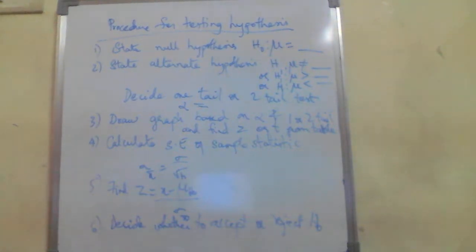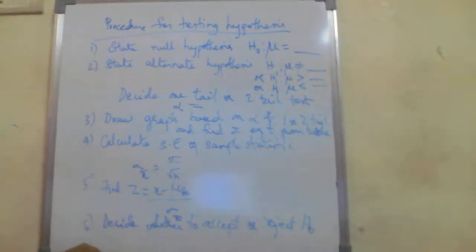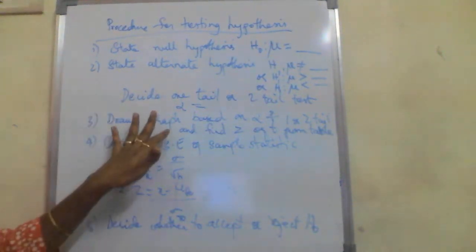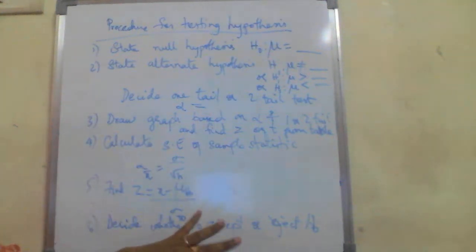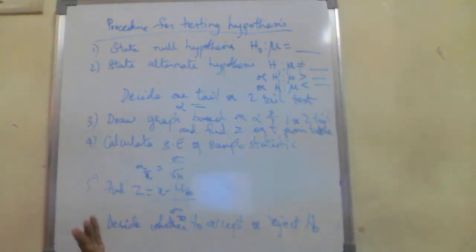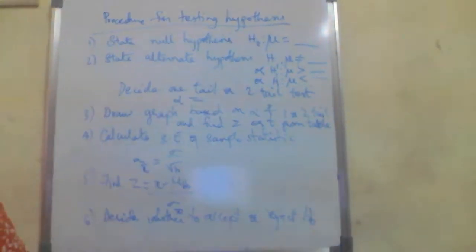I am giving you a general procedure for how to test the hypothesis. These 6 steps, which I have written, will be used for any type of problem in hypothesis testing. So this is the general procedure. For any hypothesis testing we follow only this procedure, but there will be a slight difference in the formulas, but the 6 steps are the same. So first thing, this is a procedure for hypothesis testing.